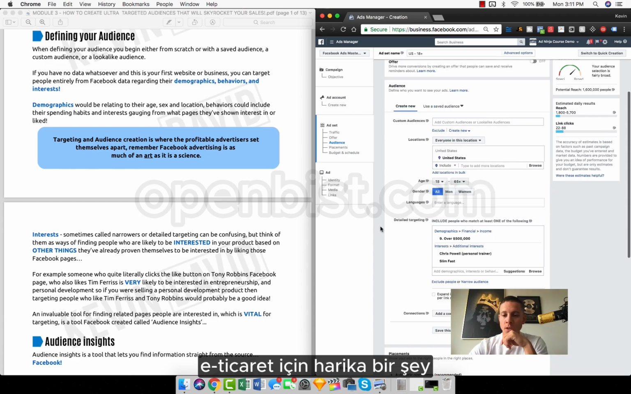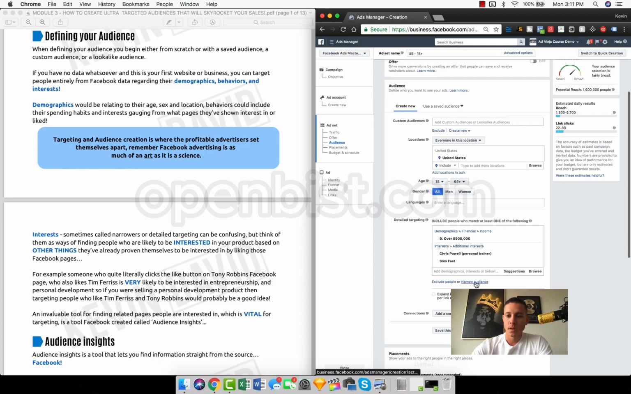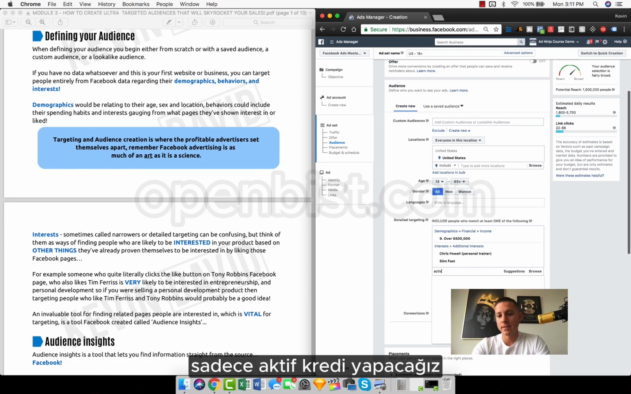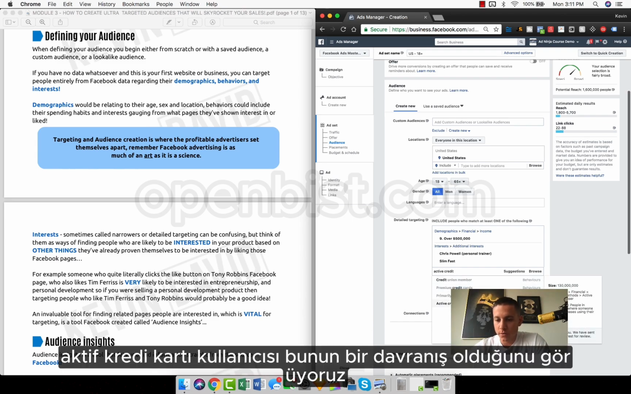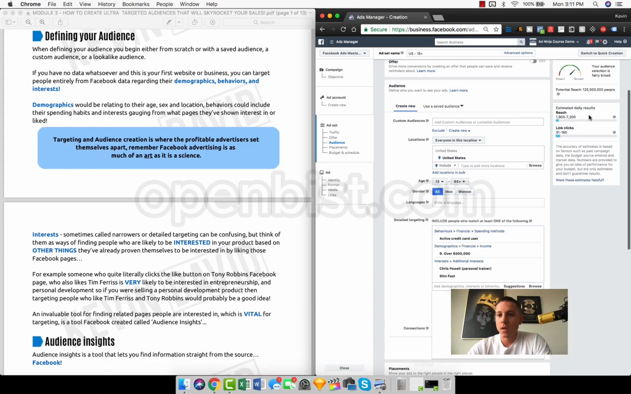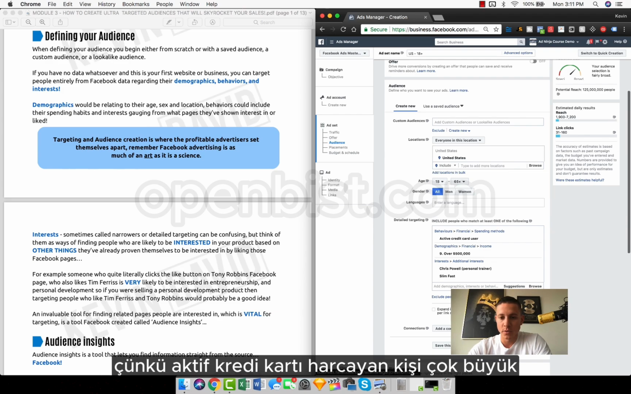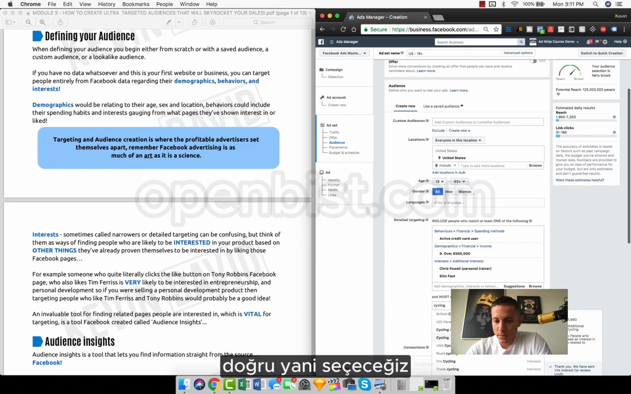But we might want to target somebody who is an active credit card spender, for example, and maybe we want to target them here. We're just going to do active credit card user, and we see this is a behavior. So 125 million people now, because active credit card spender is a huge one. But let's do must also match that they like cycling. Right, so we're going to choose USA Cycling.